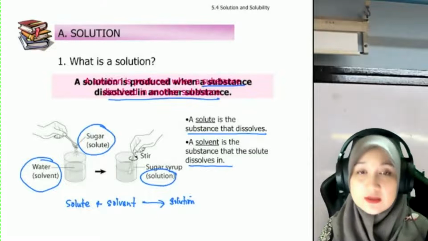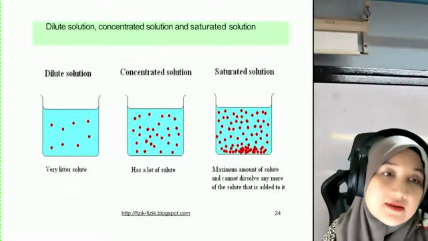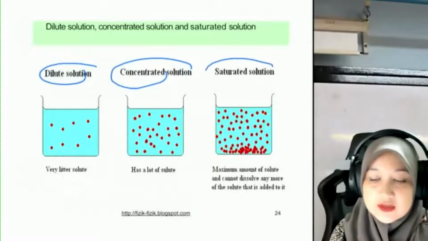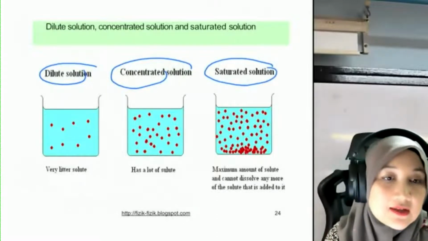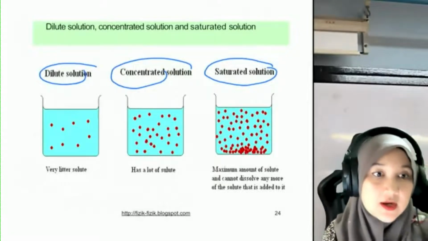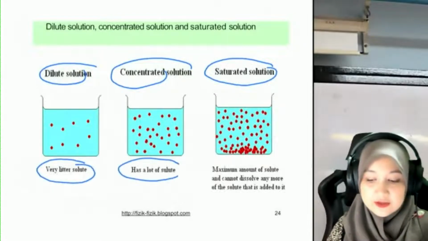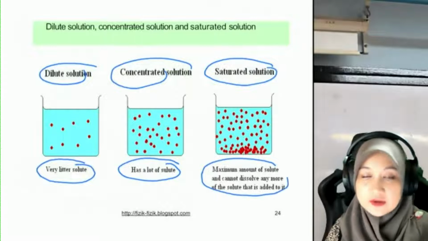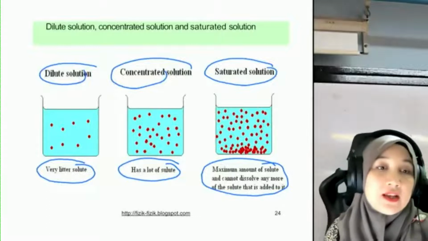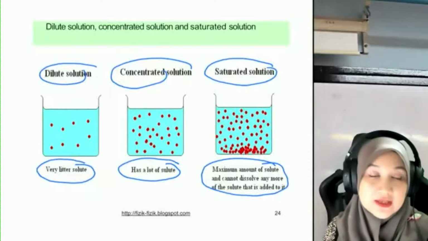Okay, so next, look at this. These are examples of a dilute solution, a concentrated solution, and a saturated solution. As you can see, the quantity of the solute contained in the three different solutions is different. Here there is very little solute, this one has a lot of solute, and this one has a maximum amount of solute. So the difference in the names of the solutions depends on the quantity of the solute contained in it.